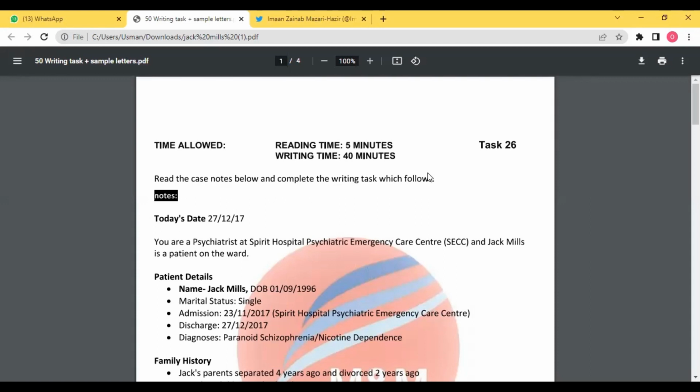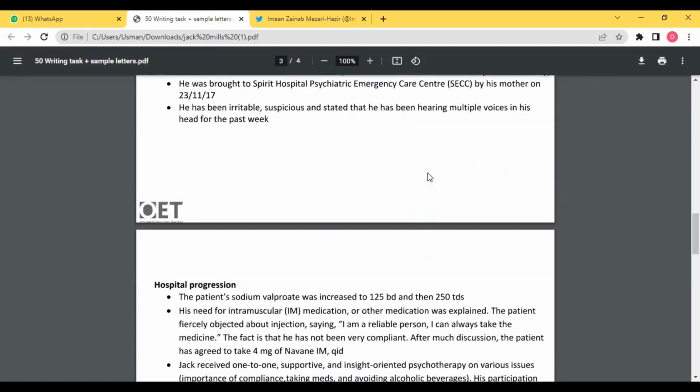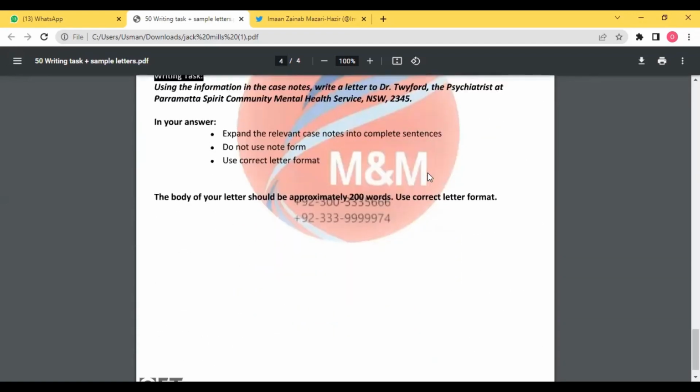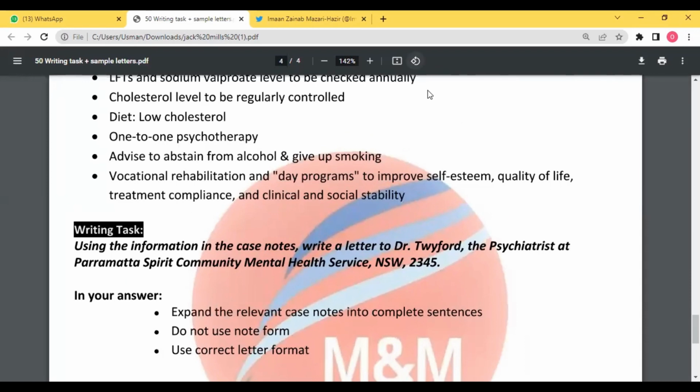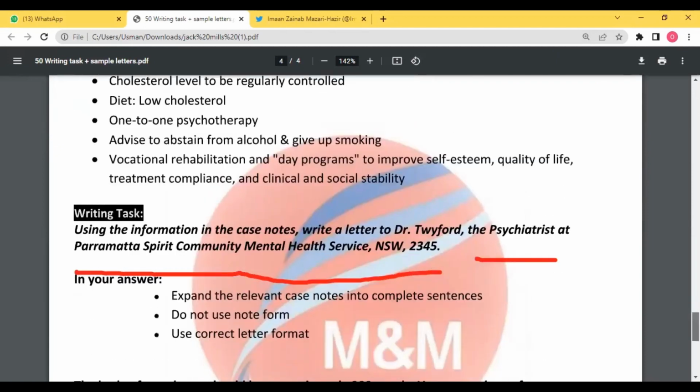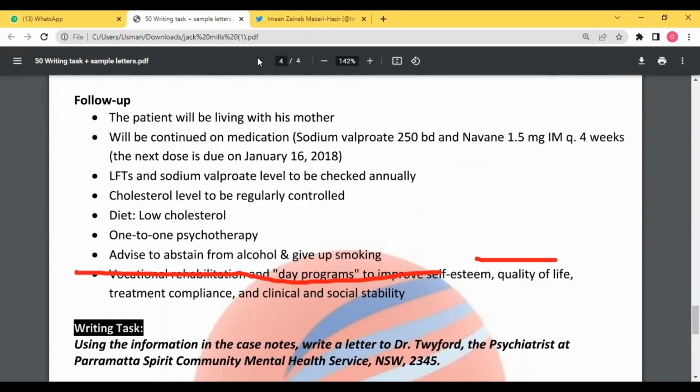So whenever you have the case notes, you should go to the bottommost part. And here you can see to whom we are writing this letter. Let's say we are writing this letter to the psychiatrist. Okay. And what we can see there is a follow-up. So what can you get from the follow-up? What do you understand? If they have written about the follow-up, what do you think it could be?